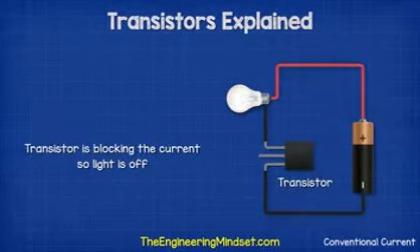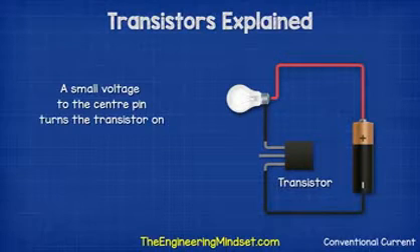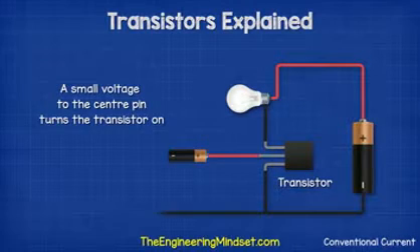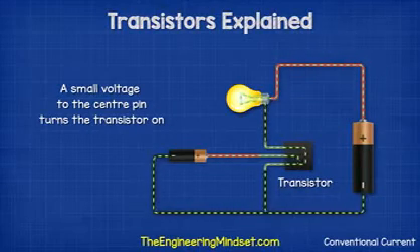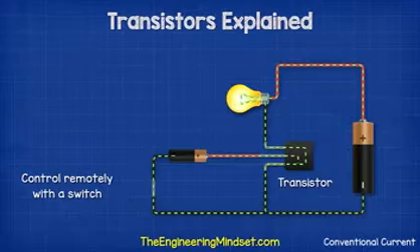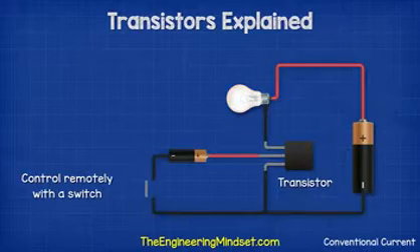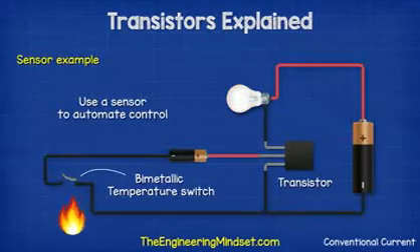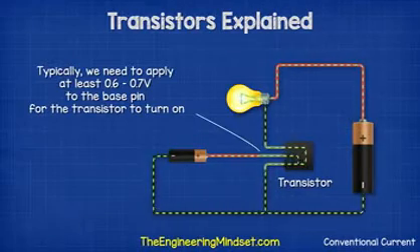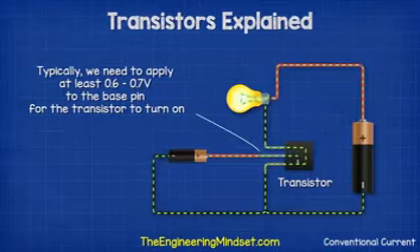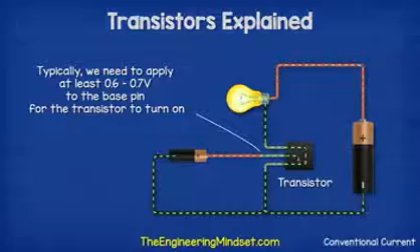This transistor is blocking the flow of current, so the light is off. But if we provide a small voltage to the base pin in the middle, it causes the transistor to start allowing current to flow in the main circuit. So the light turns on. We can then place a switch on the controlling pin to operate it remotely, or we can place a sensor on this to automate the control. Typically, we need to apply at least 0.6 to 0.7 volts to the base pin for the transistor to turn on.